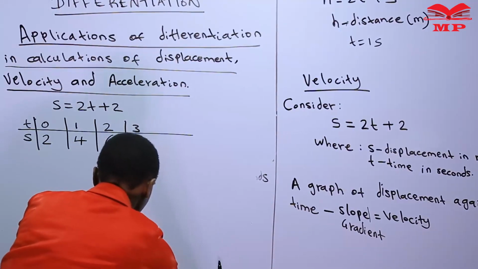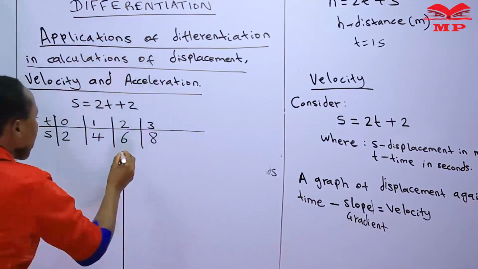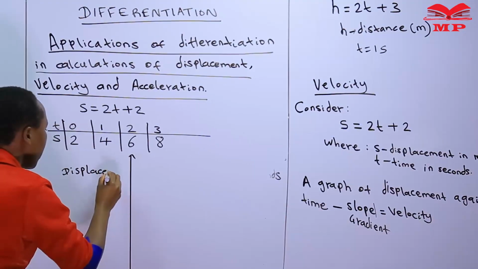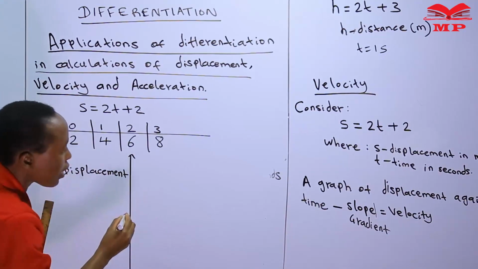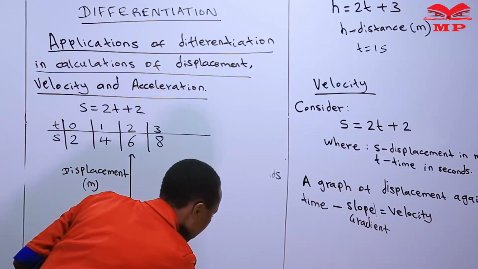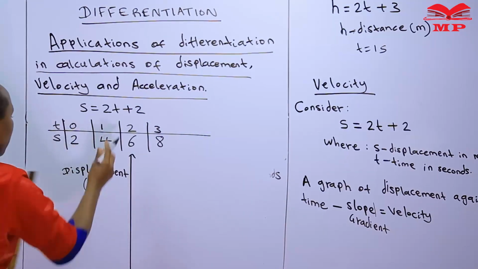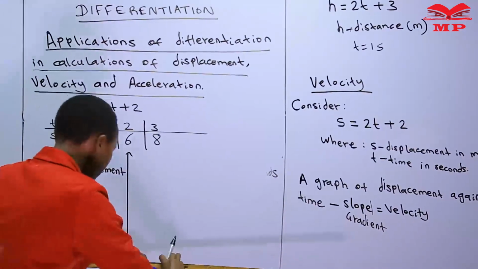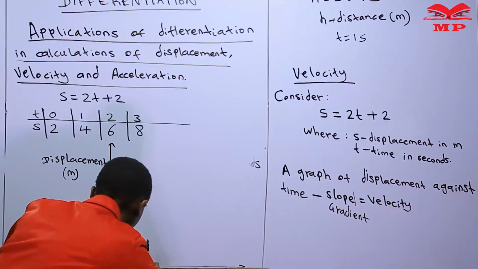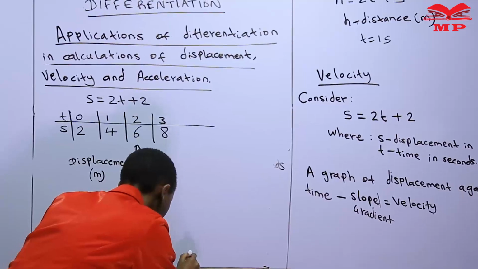Displacement time graph. So we have on the y-axis the displacement, and we have been given the displacement in meters. Then on this axis we have time, and the time is in seconds. So we have time from 0 to 3 seconds: 0, 1, 2, 3.